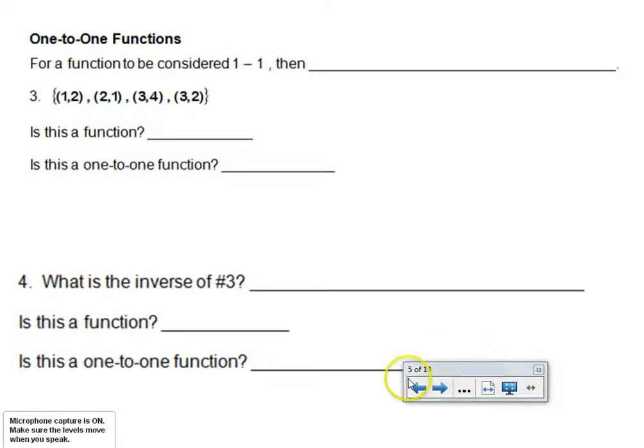Now we talk about one-to-one functions. For a function to be considered one-to-one, it's going to have to basically pass the horizontal and vertical line test.